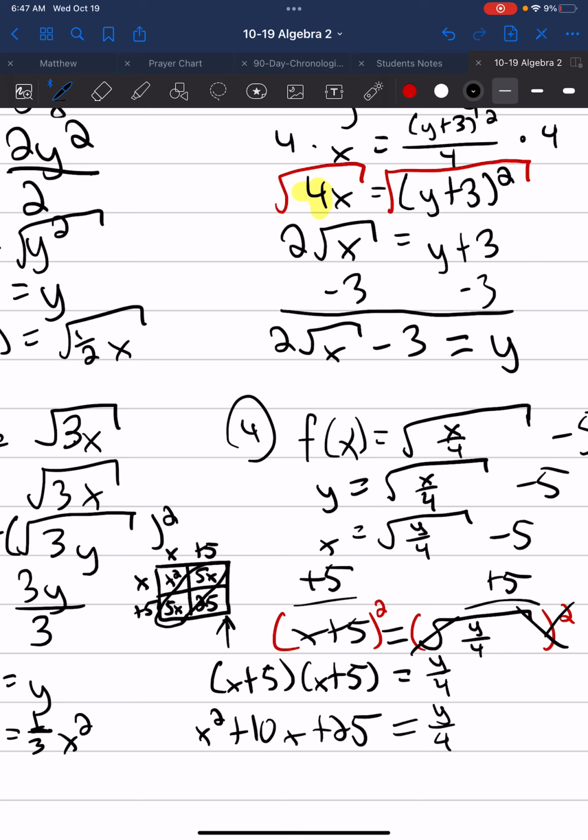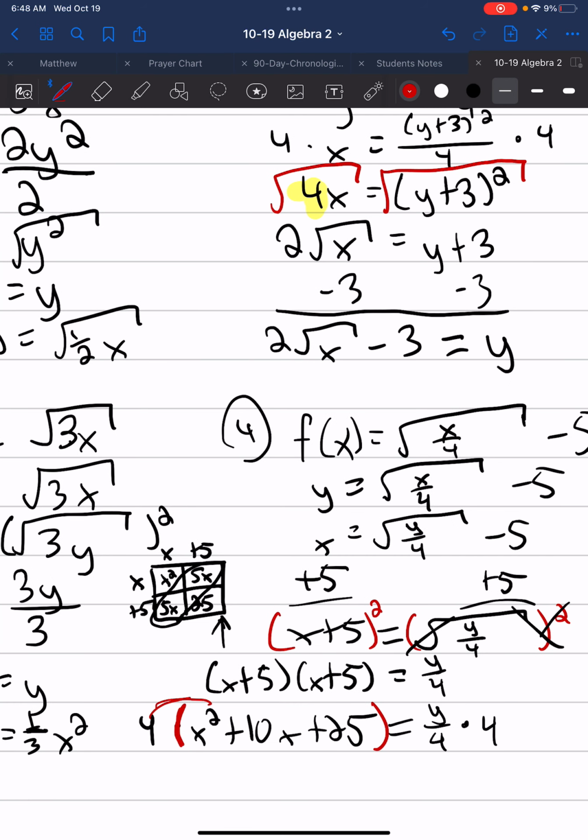And my final step is multiplying by 4, right? I gotta get the 4 off the bottom. Now, think of this though. I need to get rid of this. And now I'm multiplying 4 on both sides, and it's all of both sides. So remember, whatever you do to one side, you have to do the entirety of the other side. So this is going to multiply that 4 by all of them.